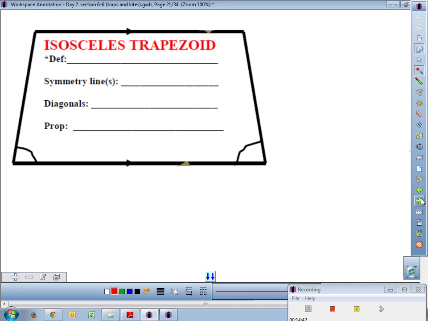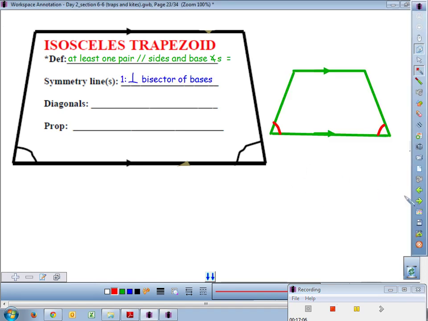For an isosceles trapezoid, I get kind of emotional about its definition. If you have trapezoid's definition, you should not get isosceles trapezoid definition wrong, because it's the same thing over again with a little bit of extra. It's got at least 1 pair of parallel sides, and base angles equal. At least 1 set of parallel sides, and base angles equal. When it comes to symmetry lines, there's one symmetry line for an isosceles trapezoid.